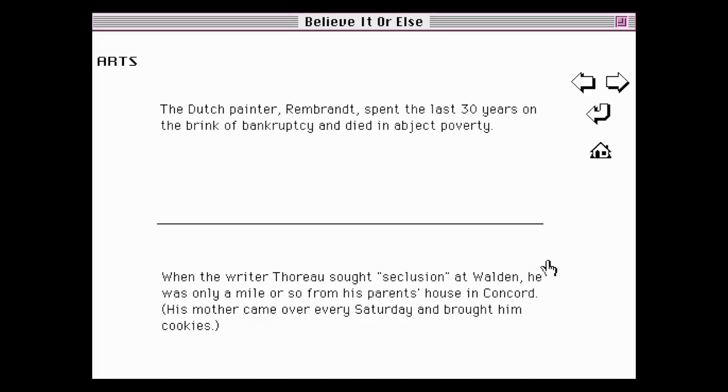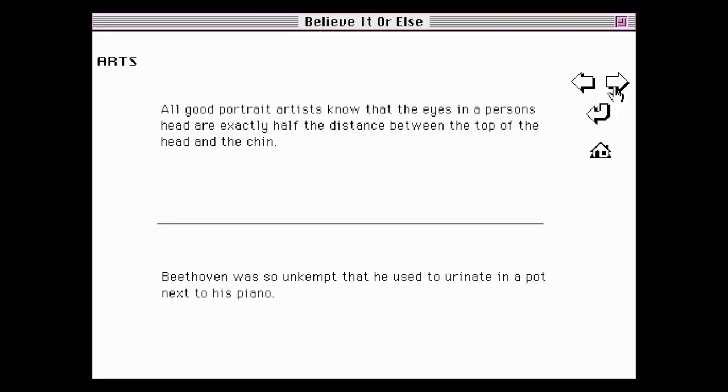The Dutch painter Rembrandt spent the last 30 years on the brink of bankruptcy and died in abject poverty. That's too bad. All good portrait artists know that the eyes of a person's head are exactly half the distance between the top of the head and the chin. Ooh, look at this one. Beethoven was so unkempt that he used to urinate in a pot next to his piano.